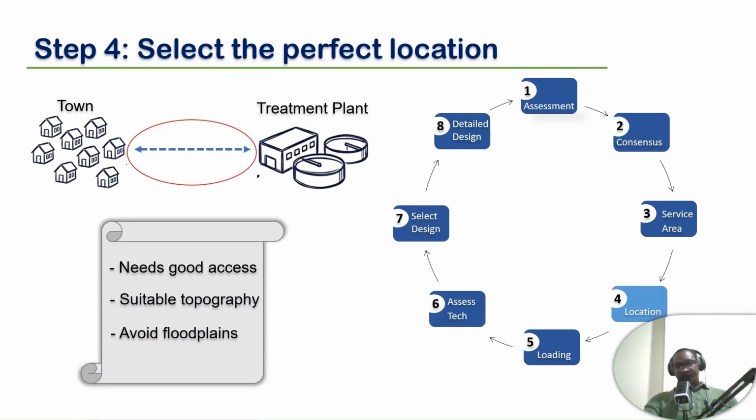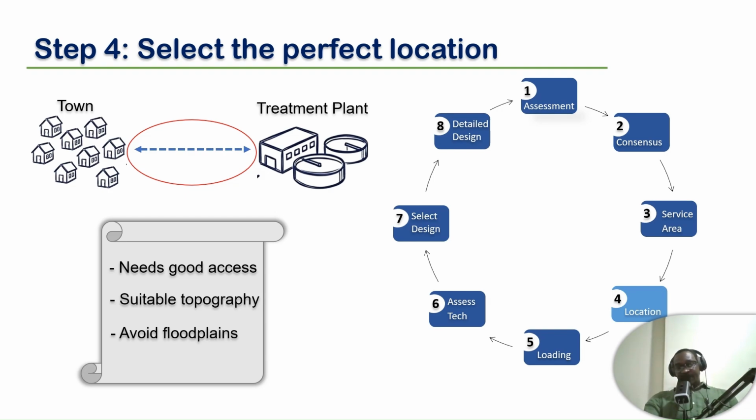One of them is you need good road access. Vehicles must be able to access the point, the cesspool trucks, for ease of movement. The other is to do with suitable topography. Here you look at opportunities to maximize gravity so that you avoid raising the need for energy in your treatment process. The other is avoiding floodplains.